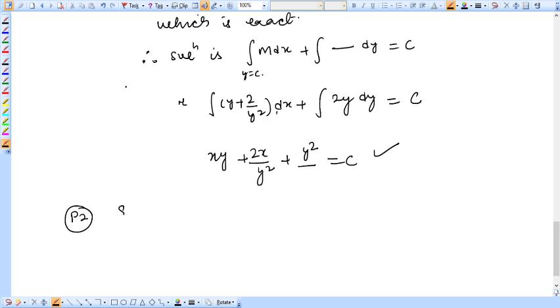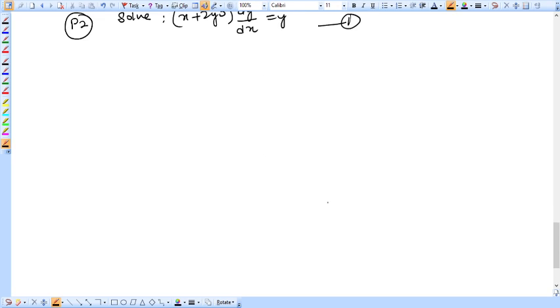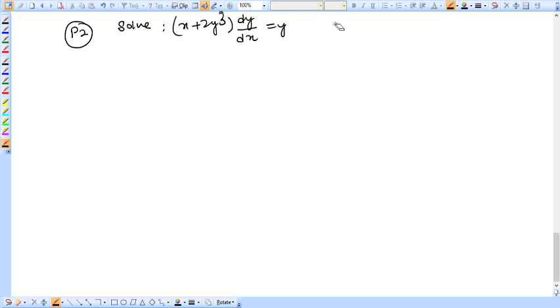Solve (x + 2y³) dy/dx = y. So this is the given equation, I'm writing it as equation number 1. Let me rewrite this.